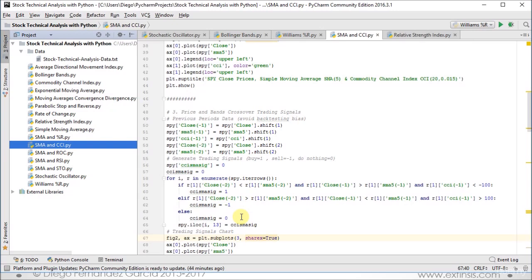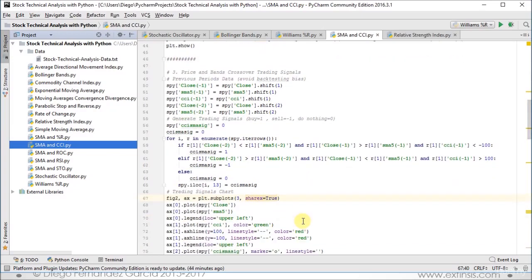In all the cases throughout the for loop and all the corresponding rows, we are going to be substituting them within our original data frame at iloc, i the row, 13 the column we created just above, with the variable we are calculating within our for loop. Once we have that, we can proceed to do our trading signals chart.